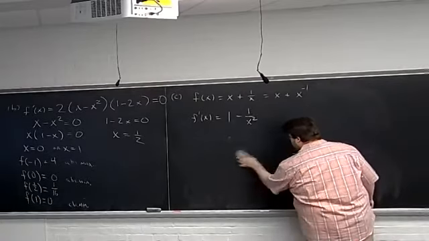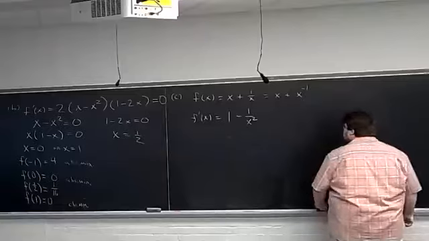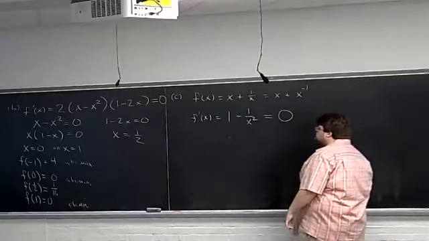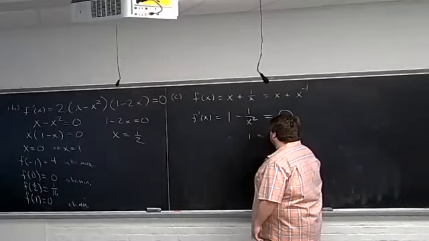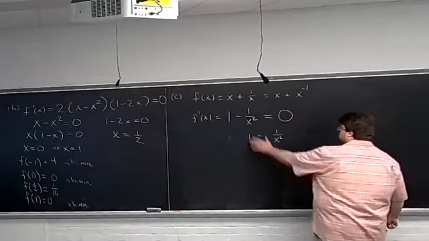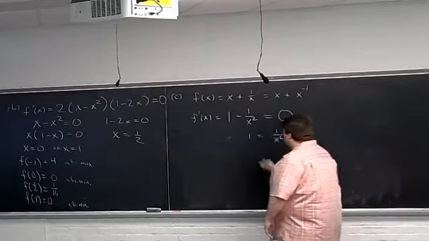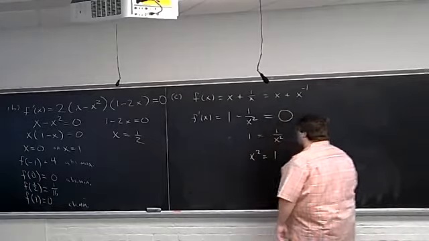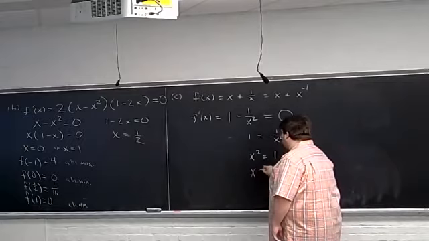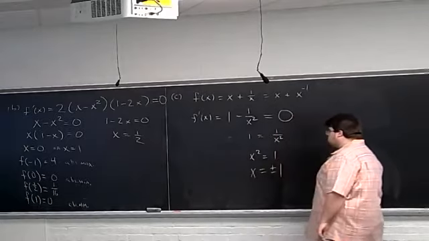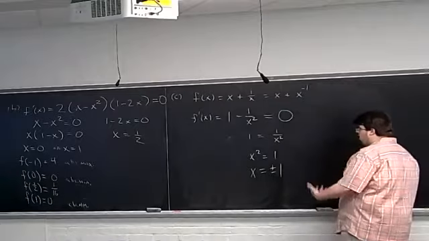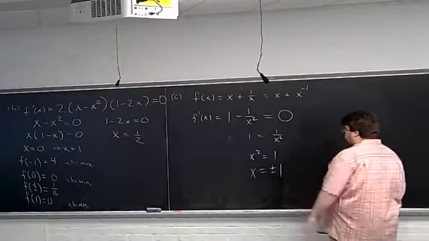We want where it's 0. We want where it's undefined. So where is this 0? Well, let's set it equal to 0. It equals 0 when 1 equals 1 over x squared. We'll bring this to the other side. Multiply by x squared: it equals 0 when x squared equals 1. Well, when is that solved? X equals positive or negative 1. So right here we have where the derivative is 0.